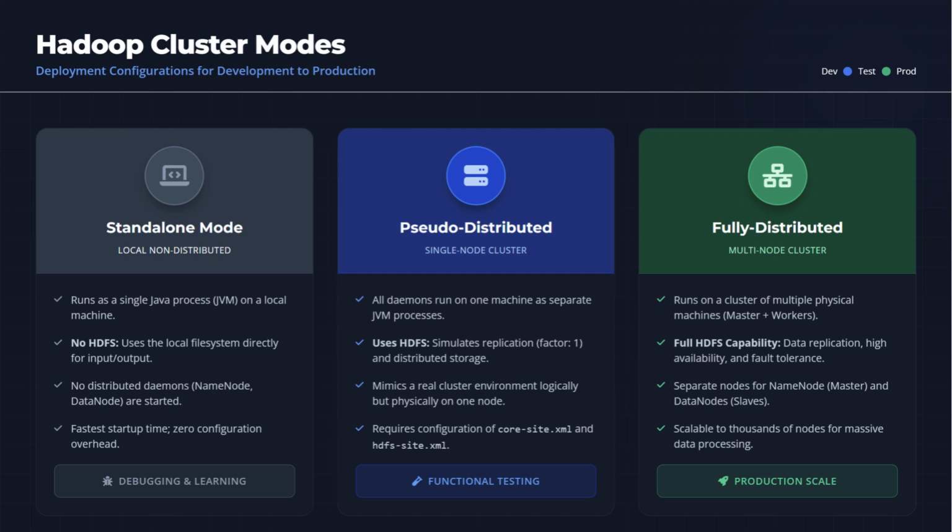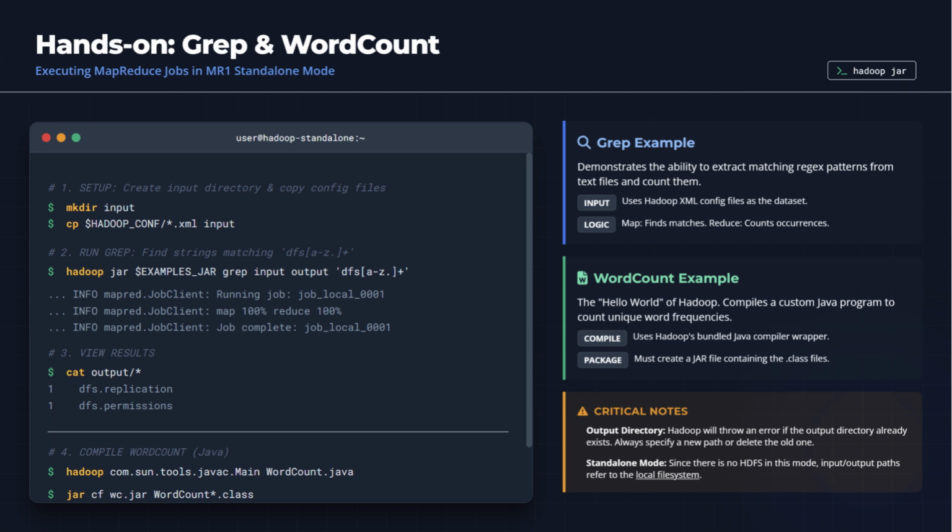Fully distributed mode is the production standard. This involves a cluster of multiple physical machines, providing true scalability and high availability. To wrap up, let's look at a practical lab. In standalone mode, we can execute jobs using the Hadoop jar command.